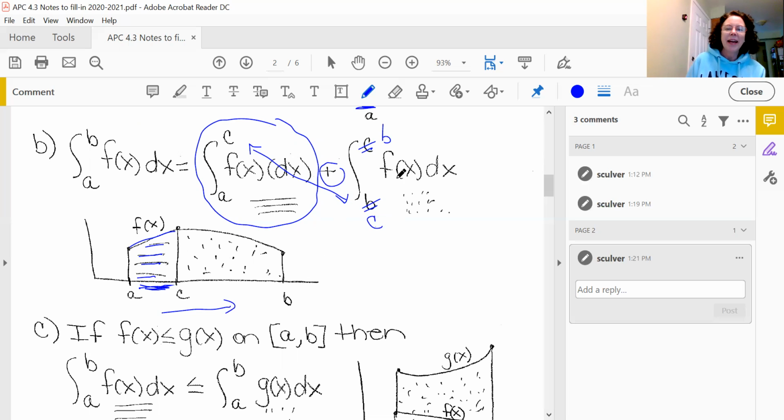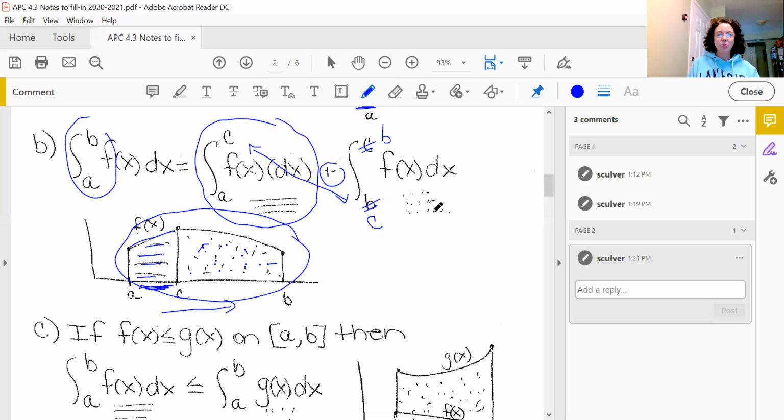Sorry about that. Anyway, if I drew this area from c to b between the function and the x-axis, here it is. So of course, notice that the integral from a to b of f of x dx must be the entire area. So it's okay for me to add up those two integrals.